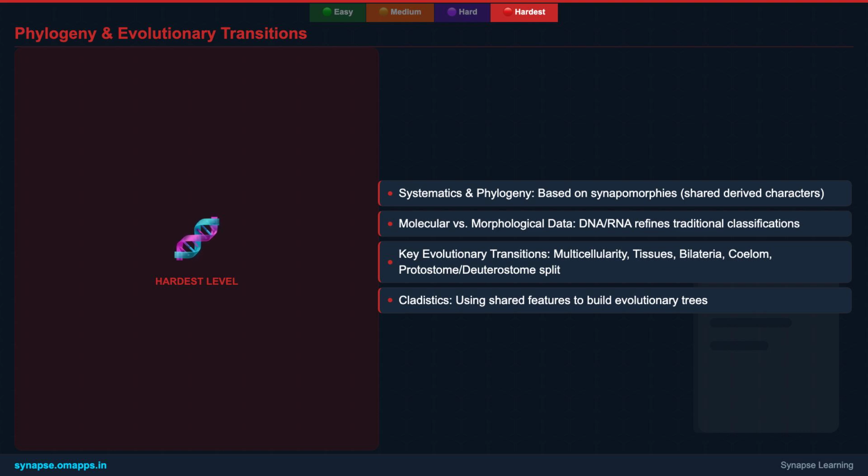We'll see how modern phylogenetics combines traditional morphological data with molecular evidence, like DNA sequences, to refine these relationships, sometimes revealing convergent evolution. We'll also trace key evolutionary transitions, from the origin of multicellularity and tissue formation to the emergence of bilateral symmetry, triploblasty, and the column, culminating in the fundamental divergence between protostomes and deuterostomes. This understanding is critical for interpreting the evolutionary history of the animal kingdom.